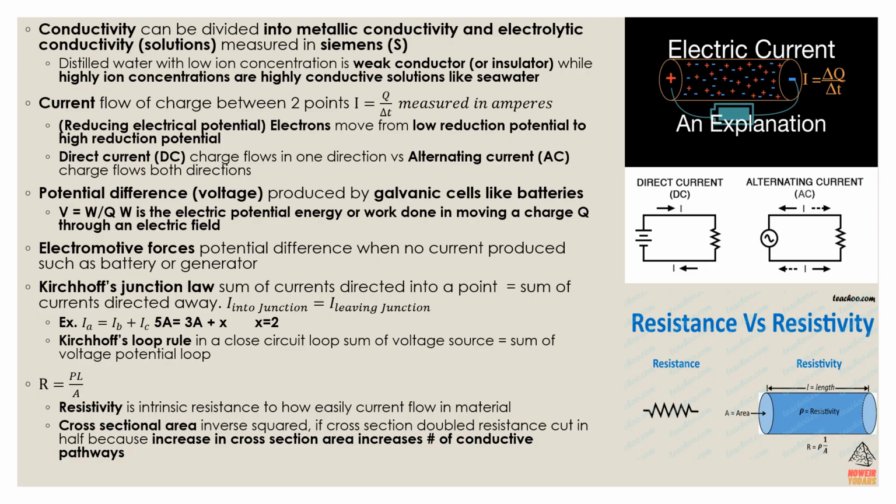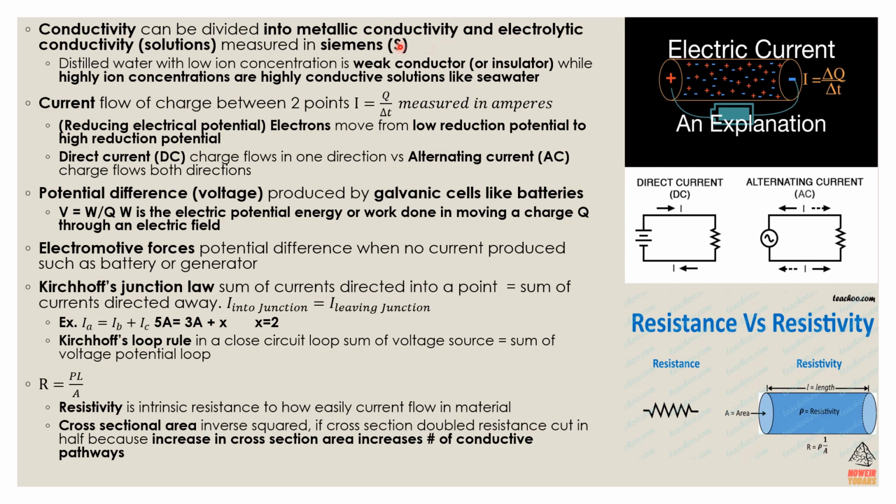Alright, let's start. So conductivity can be divided into metallic conductivity and electrolytic conductivity in solutions, and it's measured in Siemens. So basically, you've got a piece of metal, you run electricity through it, electrons are going to go through it because it's highly conductive, or weakly conductive. And then you've got a solution which can have a low ion concentration or high ion concentration, and that really helps with how electric charges move through a solution.